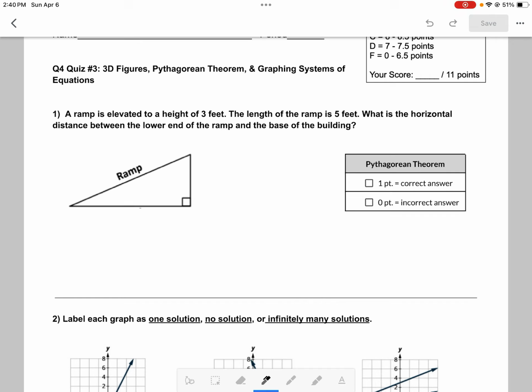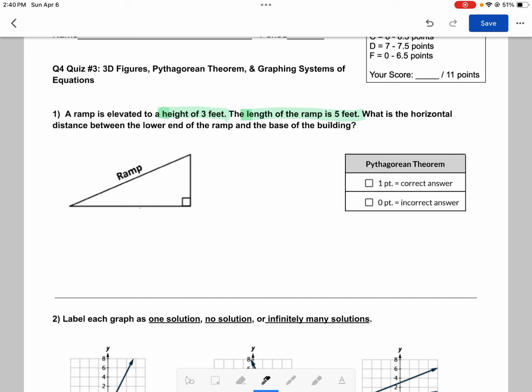The first question is looking at the Pythagorean theorem. It says a ramp is elevated to a height of 3 feet. The length of the ramp is 5 feet. What is the horizontal distance between the lower end of the ramp and the base of the building?